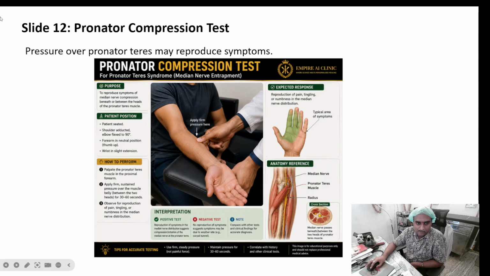3.5 fingers. The patient must be seated, shoulder erect, elbow flexed at 90 degrees, forearm in neutral position, wrist in slight extension. Then only you can see. Okay, so a positive test, reproduction of symptoms in the median nerve distribution, suggests compression and irritation of the median nerve at the pronator teres.